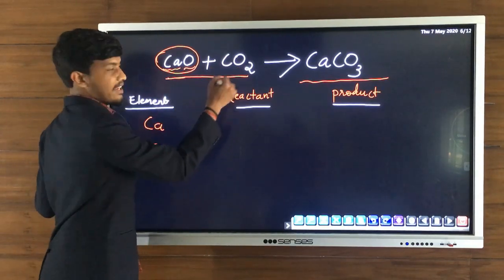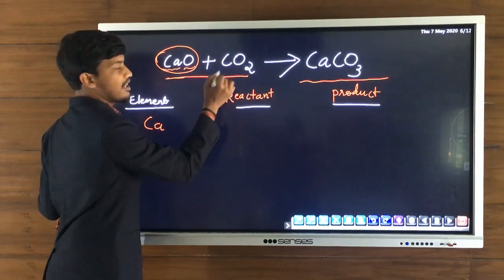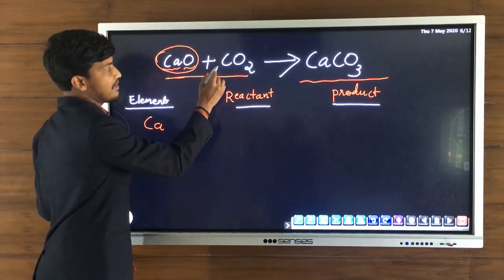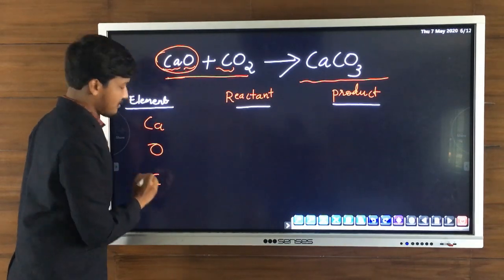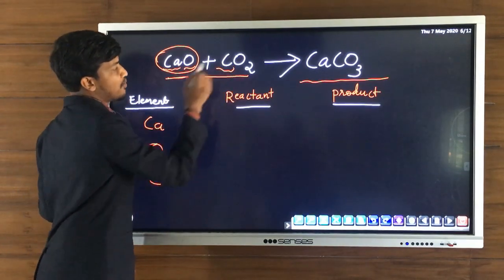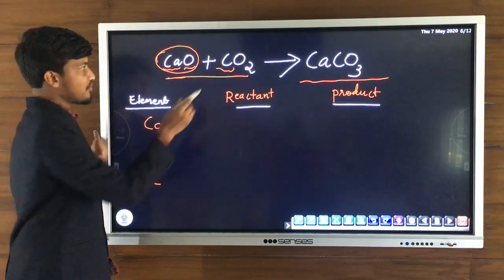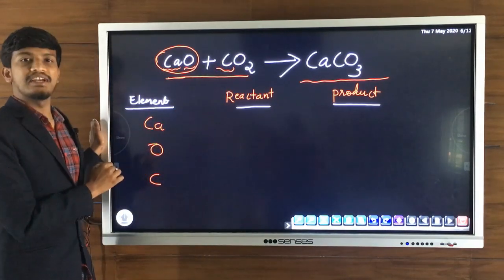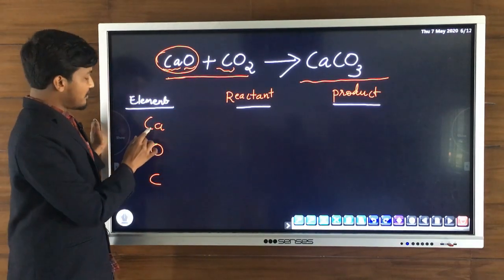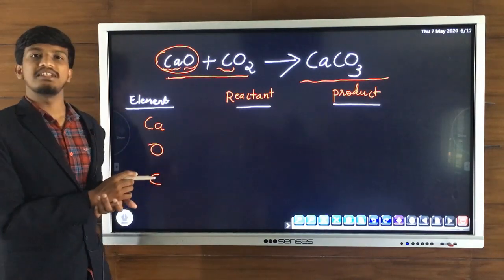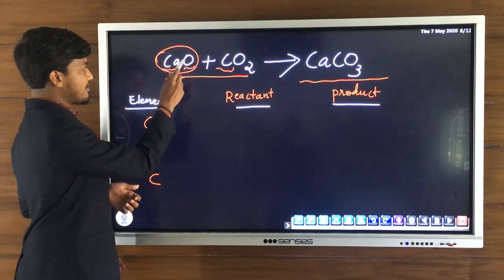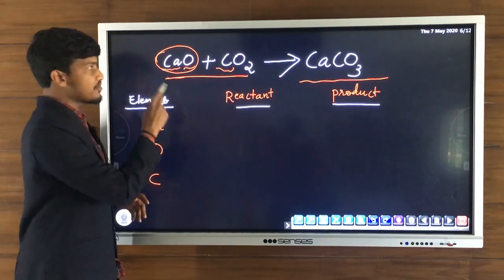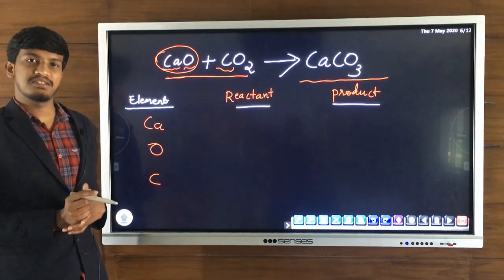Now we will check the second reactant. Second reactant, carbon dioxide. In carbon dioxide we can see that the first atom is C, that is carbon, and one more atom is in carbon dioxide, it is oxygen. So that's already we have taken. So now we can say that there are the three different atoms. First one Ca, calcium, second one oxygen, third one carbon. So these are the only three atoms present in this equation.